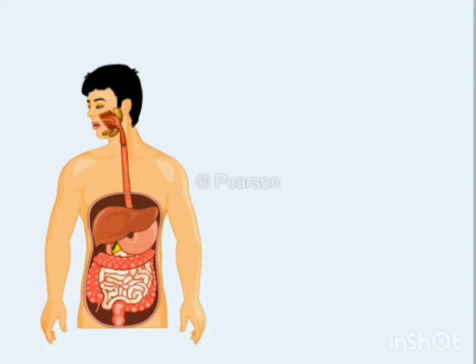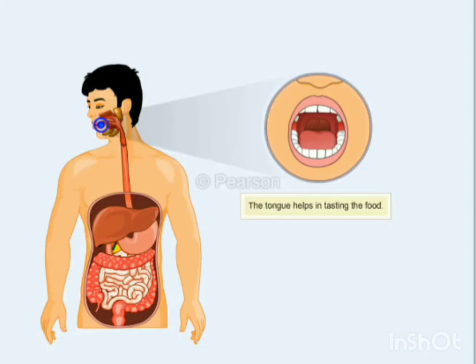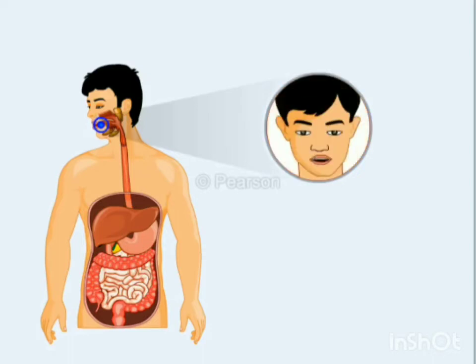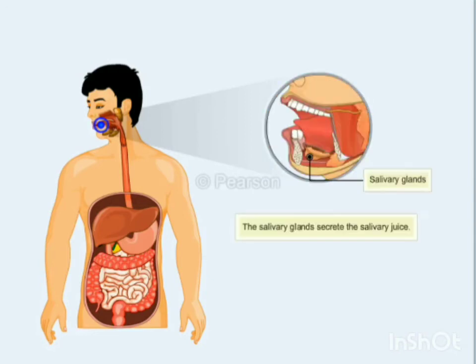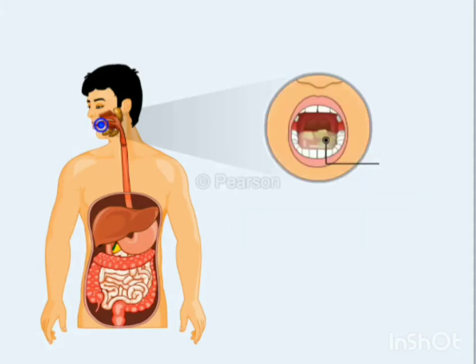So start with the mouth. In the mouth, the first process, chewing, takes place. The tongue helps in tasting the food, and incisors help to bite the food. Molars and premolars grind the food and change it into a paste. This is called chewing. And the saliva present in our mouth mixes with the food to make it soft. It also breaks down the insoluble starch into soluble sugars for easy digestion.